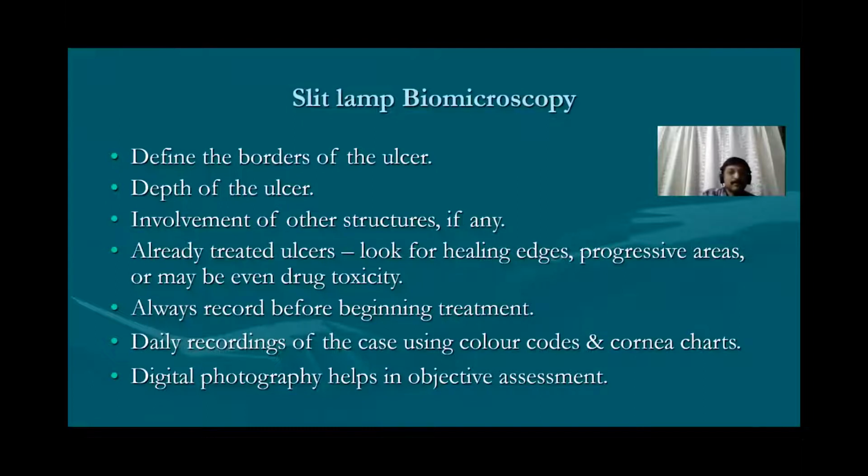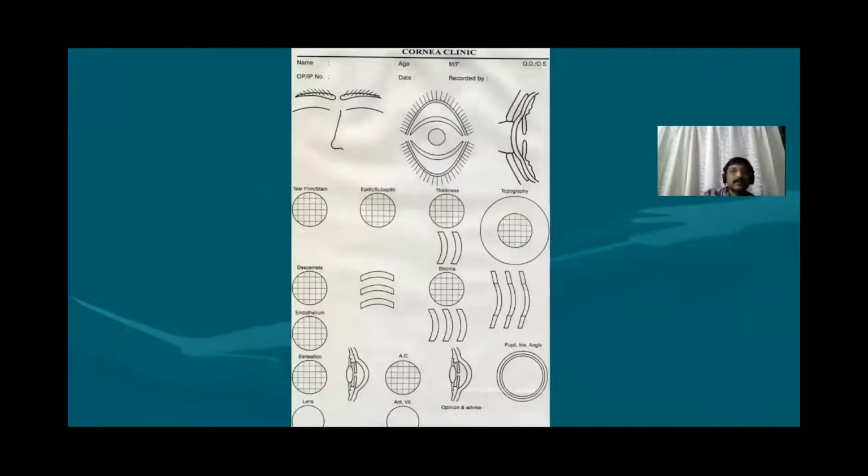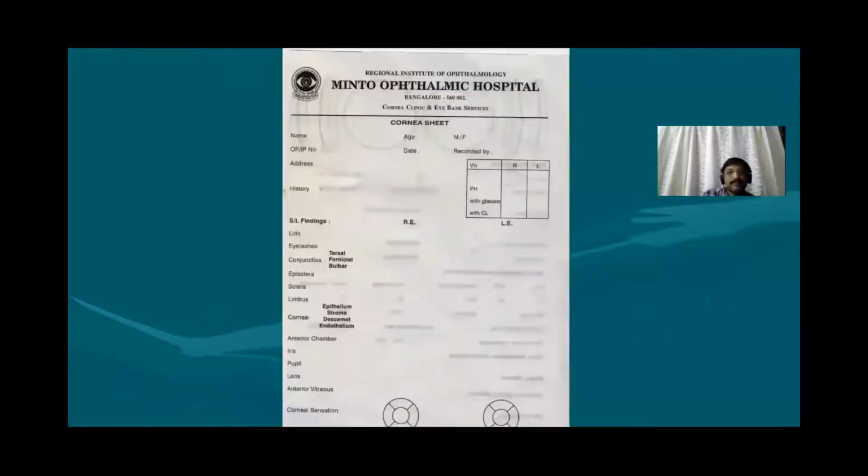Always record your signs before beginning treatment. Daily recording of the case using color codes and cornea charts will be helpful. Digital photography helps in objective assessment. These are the cornea charts that are used for infectious keratitis.